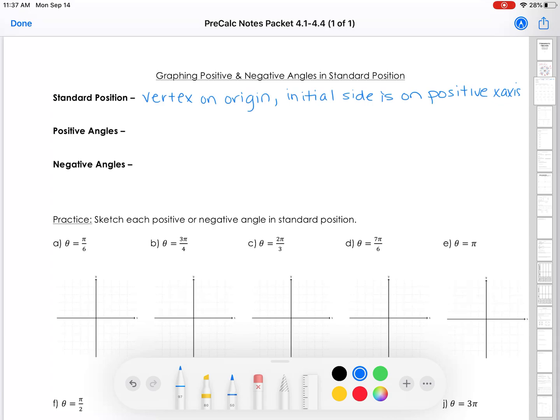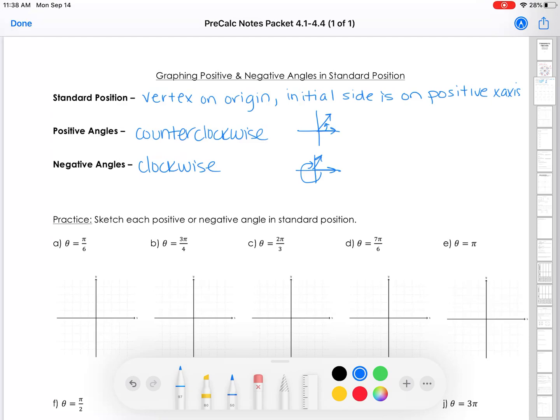So we know that for positive angles, we go counterclockwise. We go up first, right? And for negative angles, we go clockwise. So for positive, if we have an angle, we're going to go up. For negative, if we have an angle, we're going to go down.